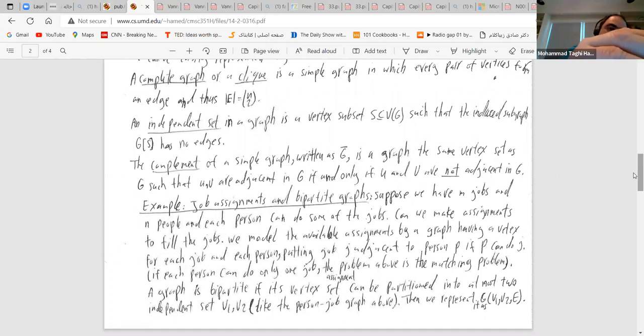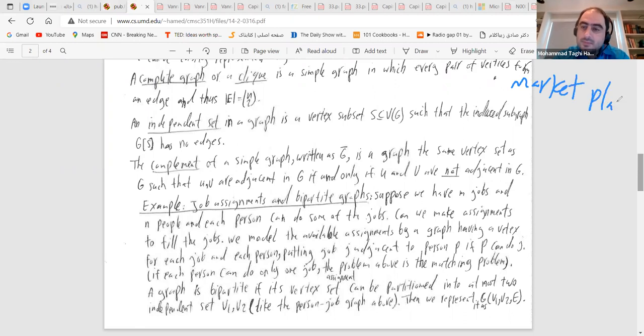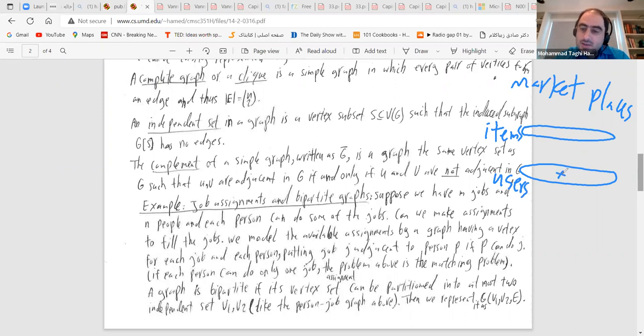So there is a very important kind of graph that has lots of applications in marketplaces. You will hear this in lots of companies: they say that we have a marketplace. Think about Amazon, for example. These are the items they have and the users they have. Suppose these are the items, and these are the users. We have an edge between user U and an item I if user U buys item I.